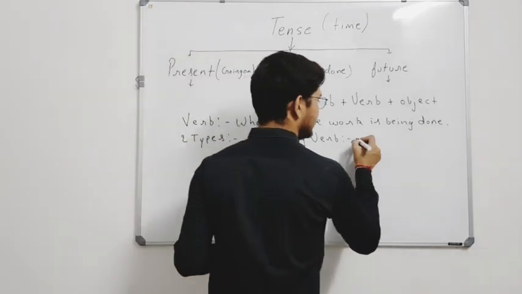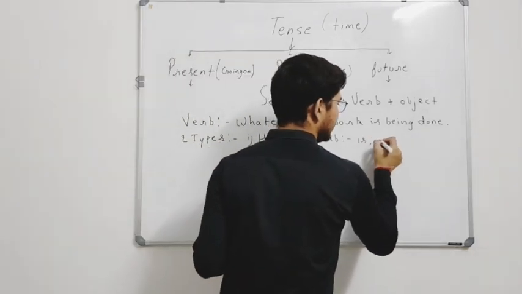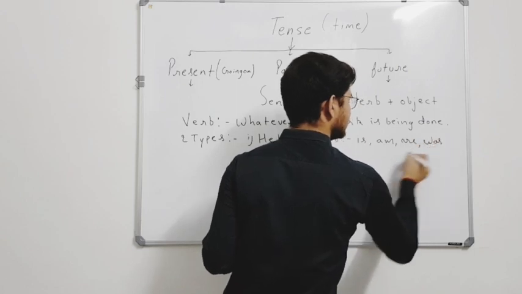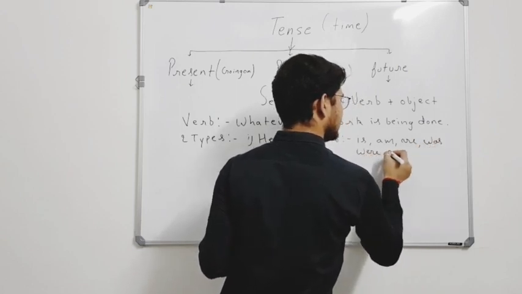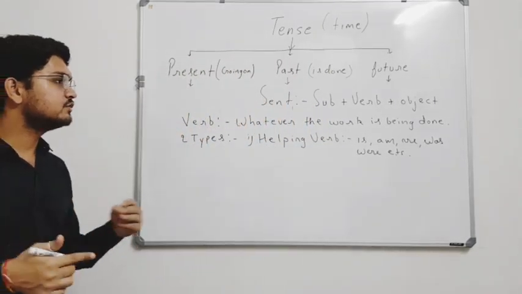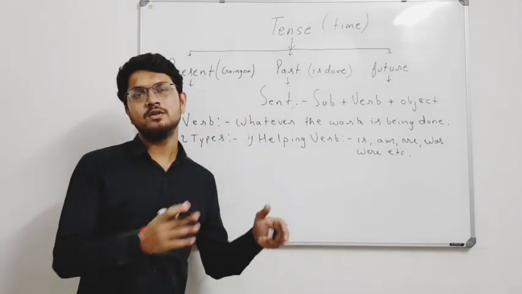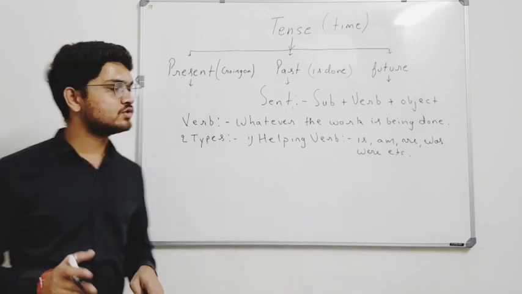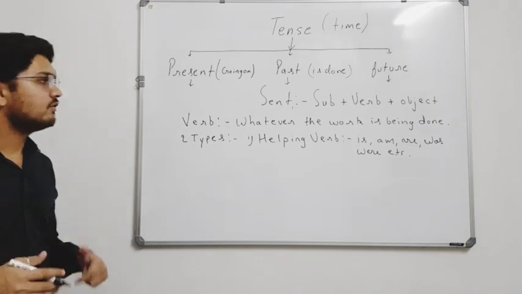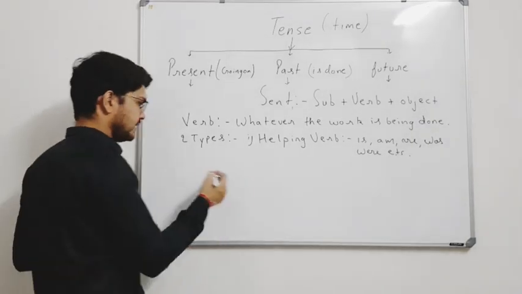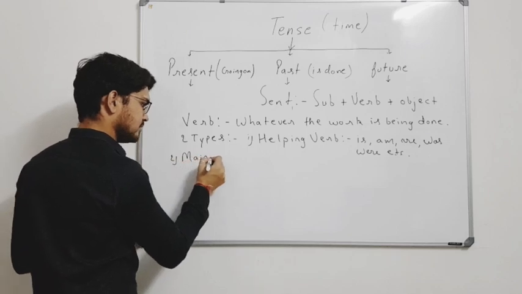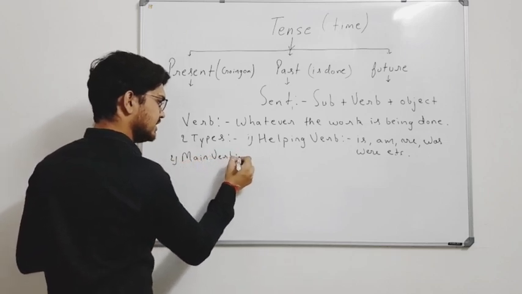What are they, let's see. You have seen it already. Is, am, are, was, were, has, have, will, shall, all these we count in helping verb. According to the tense we put them. So we call them helping verb. Next we have main verb. What is the main verb now?